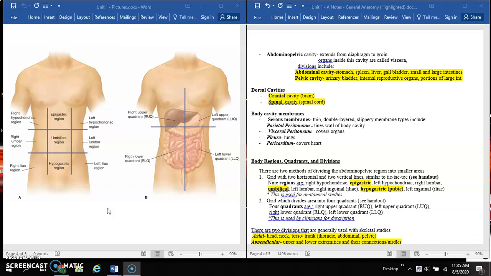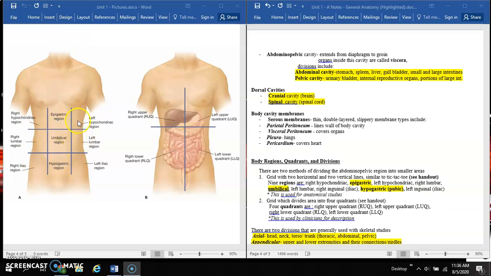If it's more of a clinical diagnosis and they're just trying to describe where pain is coming from, or sensitivity, they're probably going to use the 4 quadrants, even though they're both talking about dividing the same areas of the abdominopelvic cavity. And if you look at it, you have 3 rows and 3 columns. It's like a tic-tac-toe board with the body regions.